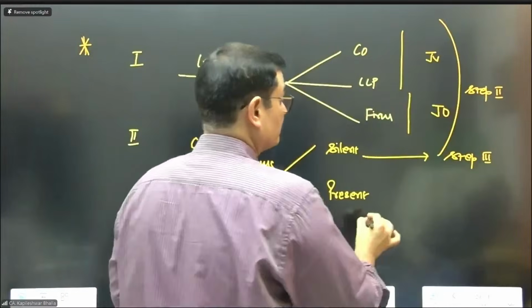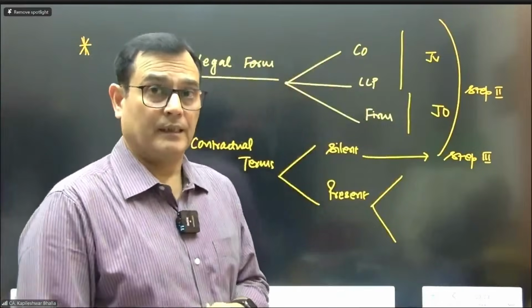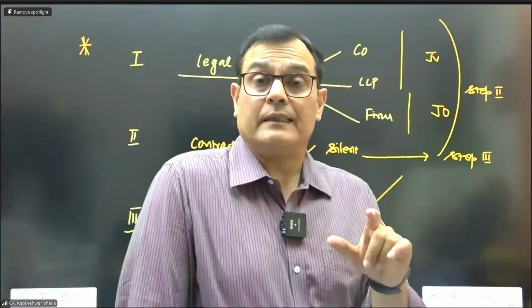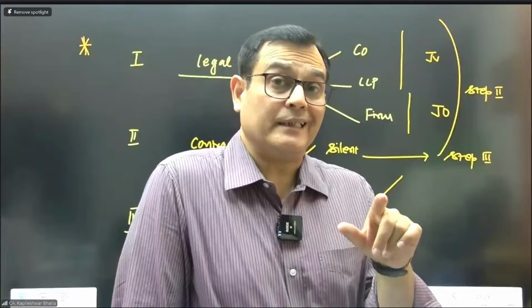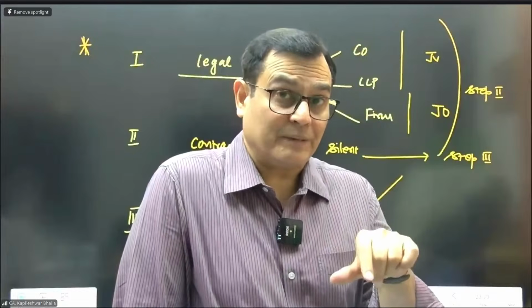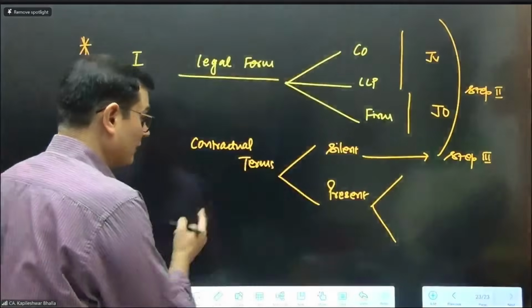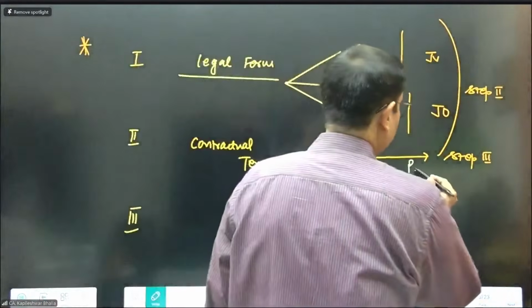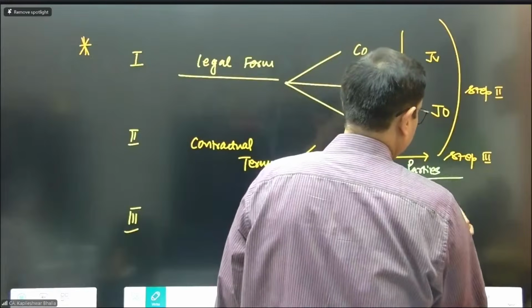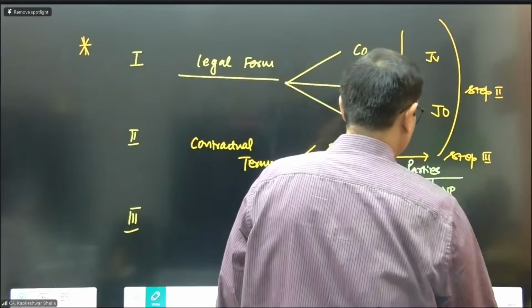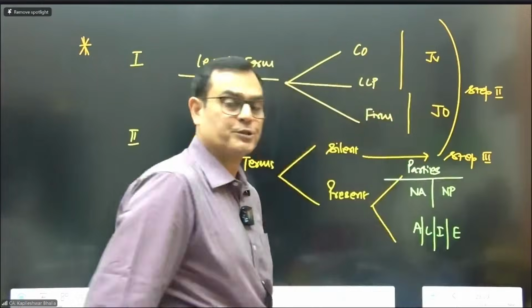And if the contractual terms are present, you need to see what the parties are getting. Are the parties getting a share in the net assets and the net profits, or are they getting a share in the assets, liability, income, and expense? So you need to see what the contractual terms between the parties are, and what they are getting.